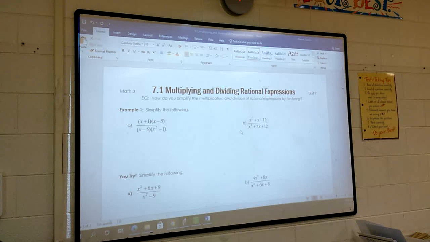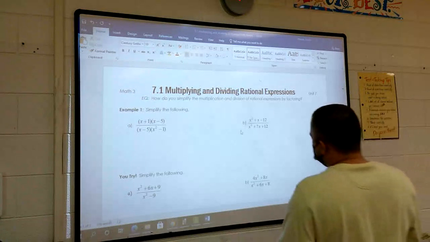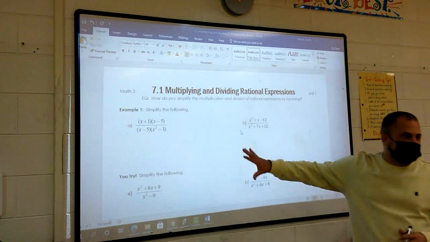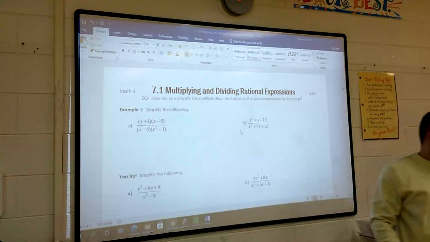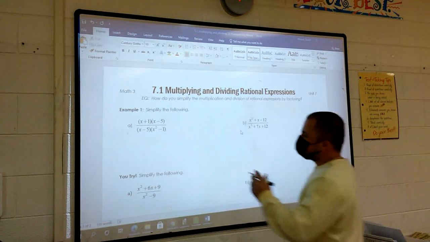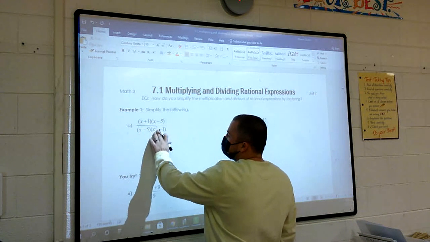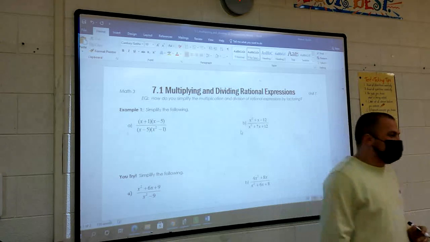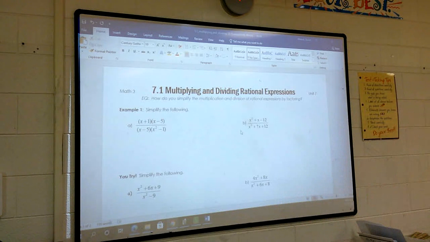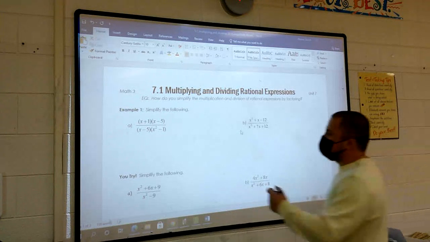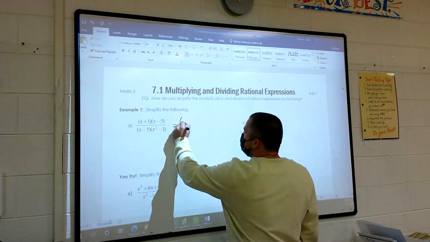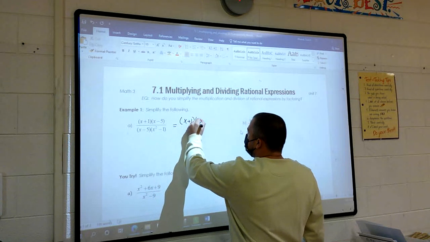So in example 1, and then the you try, these are just the basic factoring problems where we're canceling out things. So the only thing, x plus 1, you can't do anything to, x minus 5, x minus 5. This right here, x squared minus 1, is something that we can factor. So that's the difference of squares. Anytime you have 2 perfect squares, you can make one a positive and one a negative, and that's how you factor it. So this will turn into, it's still x plus 1 and x minus 5.